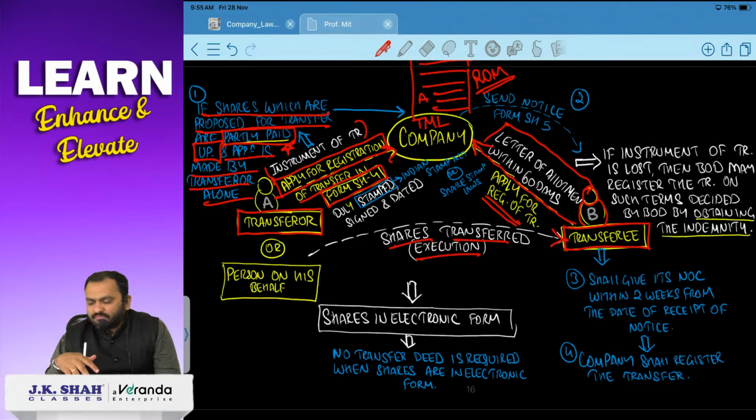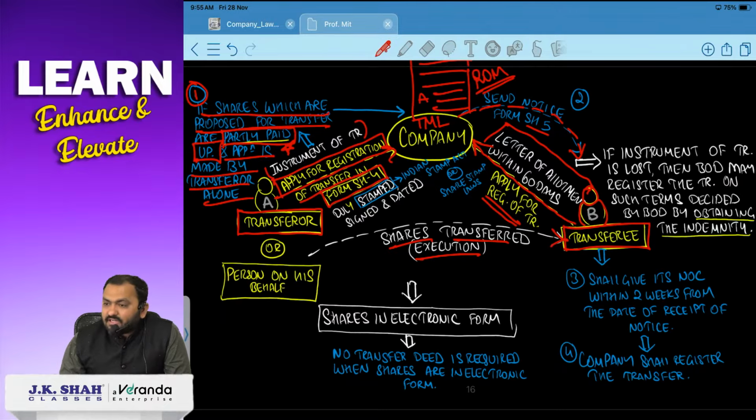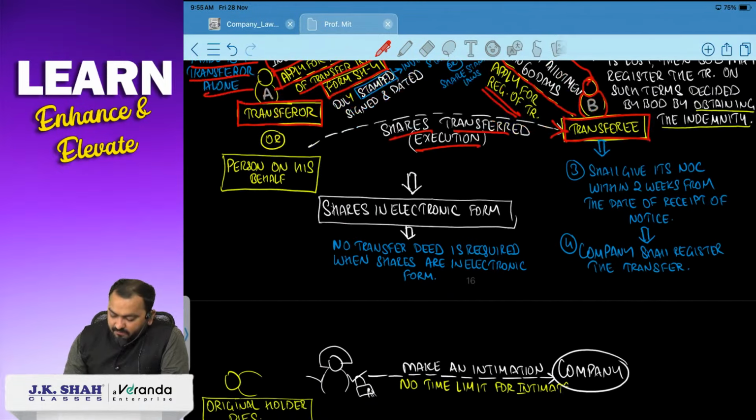What will the company do? Friends, this was the first point. The company will send a notice in form SH5 to the transferee, that is Mr. B. Why? Yes, to check his objection. Okay, now point number 3.